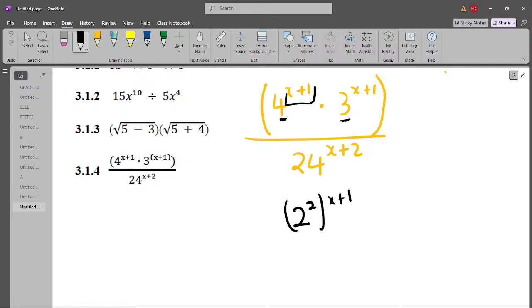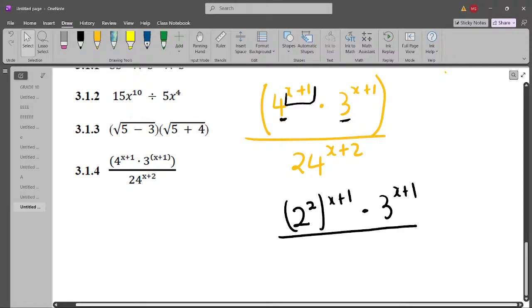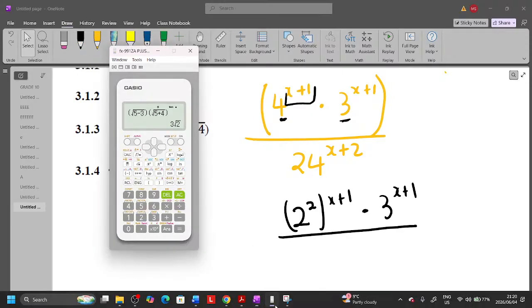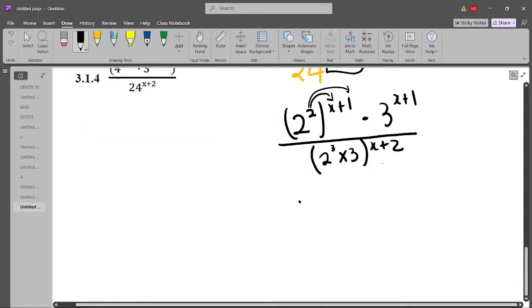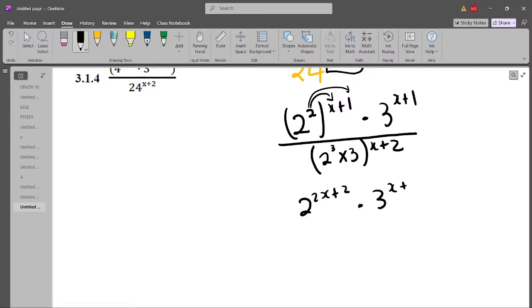Is 3 a prime number? Yes, leave it like that, 3 to the power of x plus 1. This is all over. Is 24 a prime number? No. How can you write 24 as prime numbers? You can write 24 as 2 cubed times 3. That means you have 2 to the power of 3 times x plus 2, times 3 to the power of x plus 2. This 3 will fall here, this 3 will fall there. That means you have 2 to the power of 3x plus 6 multiplied by, remember there's a 1 here. 1 will have to fall here, and there it will be 3 to the power of x plus 2.